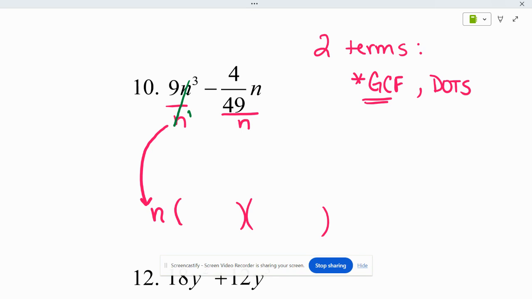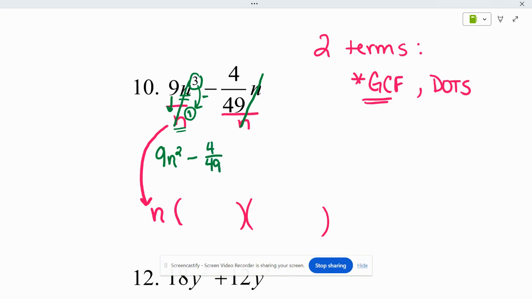Hang on a second. Hang on. Think about your exponent rule. If the base is the same and you're dividing, what do you do with your exponents? You subtract. So what is 3 minus 1? Okay. And is anything happening to the 9? Are we dividing that by anything? No. So it's going to be 9 times n to the what power? Good job. And then when I take negative 4 over 49 divided by n, what happens there? The n goes away. Perfect.